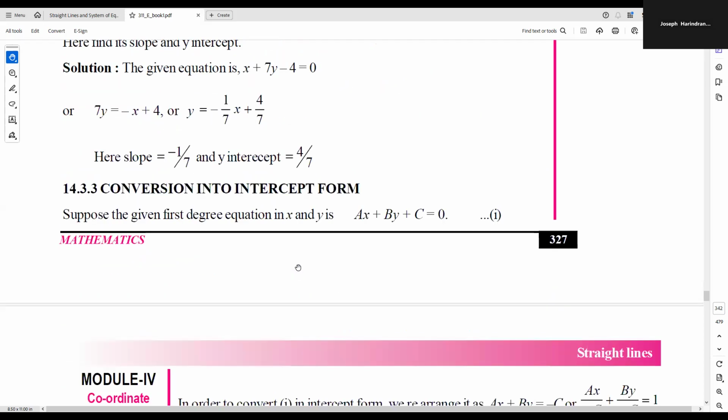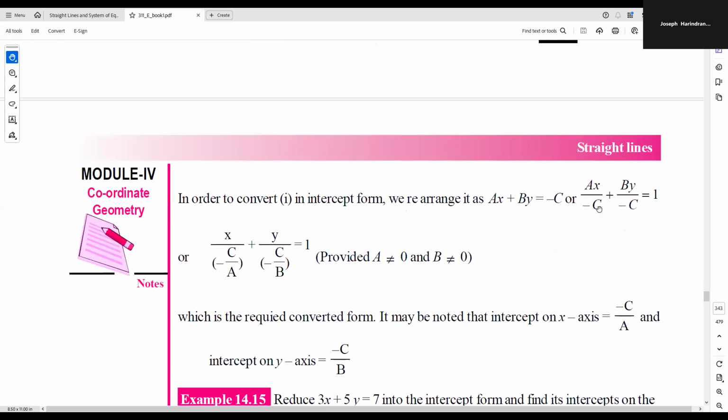Then we have the conversion to intercept form. In intercept form, we make a small modification here. We first bring the C to the right-hand side as negative C. So Ax plus By equal to minus C, you will get. Dividing now, in order to make the right-hand side 1, we have to divide each and every term of this equation by minus C.